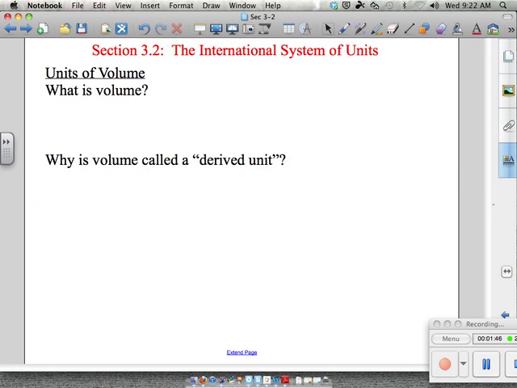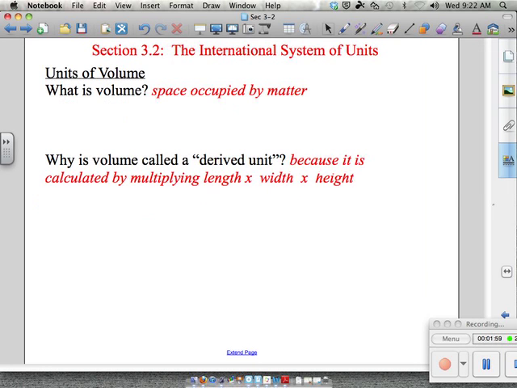Volume is the next type of measurement that we're talking about. And volume is defined as the space that is occupied by matter. And volume is called a derived unit because it's a calculated unit made by multiplying the length, the height, and the width of an object.